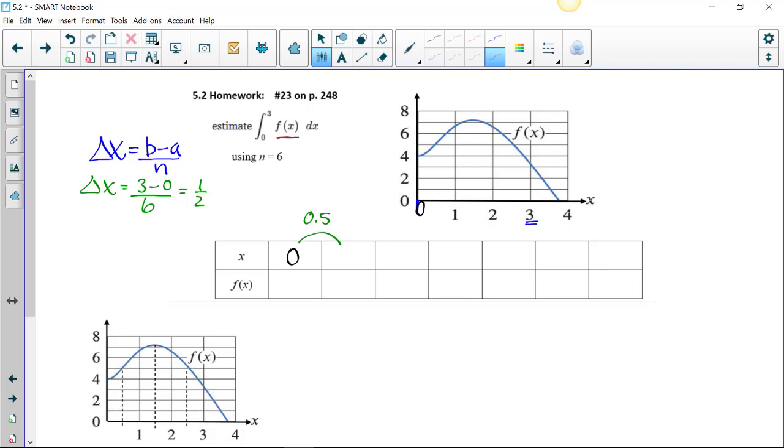So 0 plus 0.5 is 0.5. And then you're going to keep adding. The number of times you add delta x, or your width, is the number of rectangles you should have. So this becomes 1, this becomes 1.5, 2, 2.5, 3. So I have 1, 2, 3, 4, 5, 6 times I added 0.5. That means those are going to be my x values. Oh, whoops, I did a 1/2, sorry.